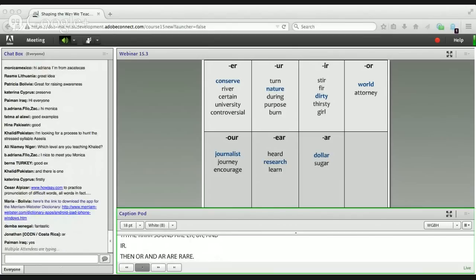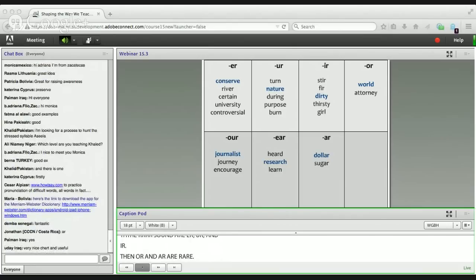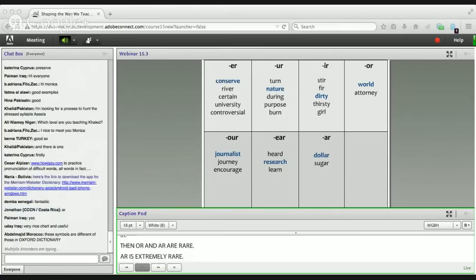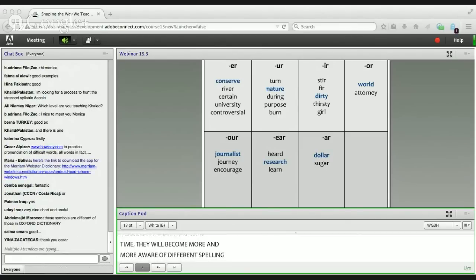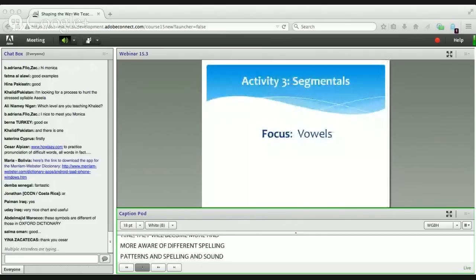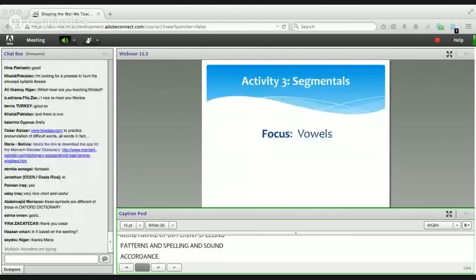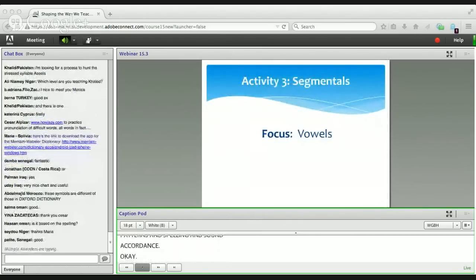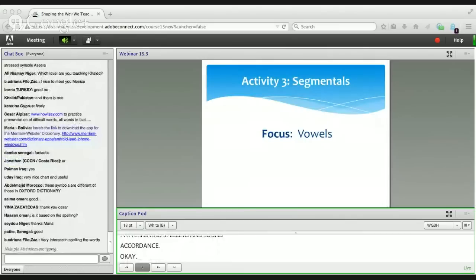So the point is, if students chart this over time, they'll become more and more aware of different spelling patterns and spelling and sound correspondence. Okay, so that's sound and spelling correspondence. Now let's move on. We're going to do another segmental, and this is vowels.